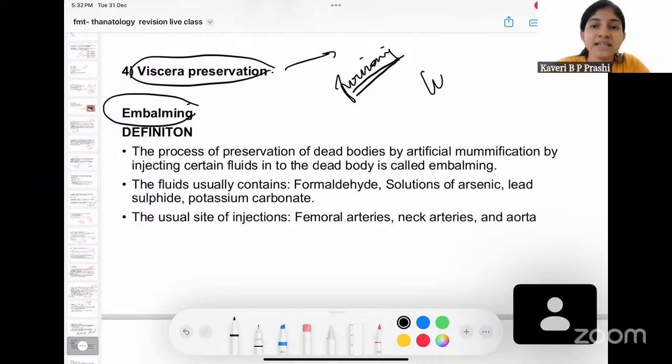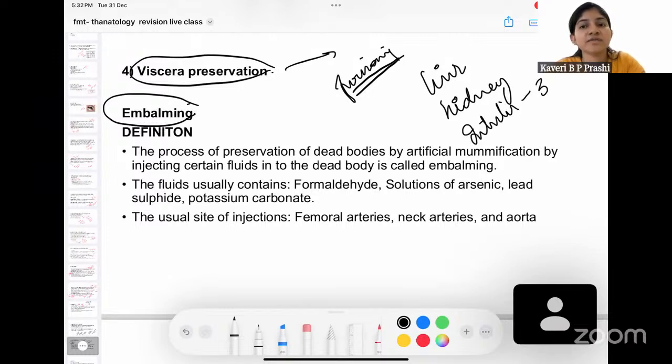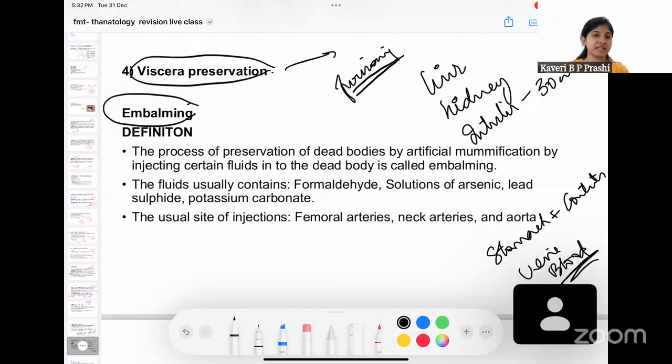We preserve liver, and kidney, either one entire kidney or half from each kidney. We are going to preserve intestine. How much of the intestine? Around 30 centimeters. We're going to preserve the stomach, that is the entire stomach along with its contents. We're also going to preserve urine and blood. All these are put in different containers, and we add preserving solution, just enough to cover the topmost surface of these organs.